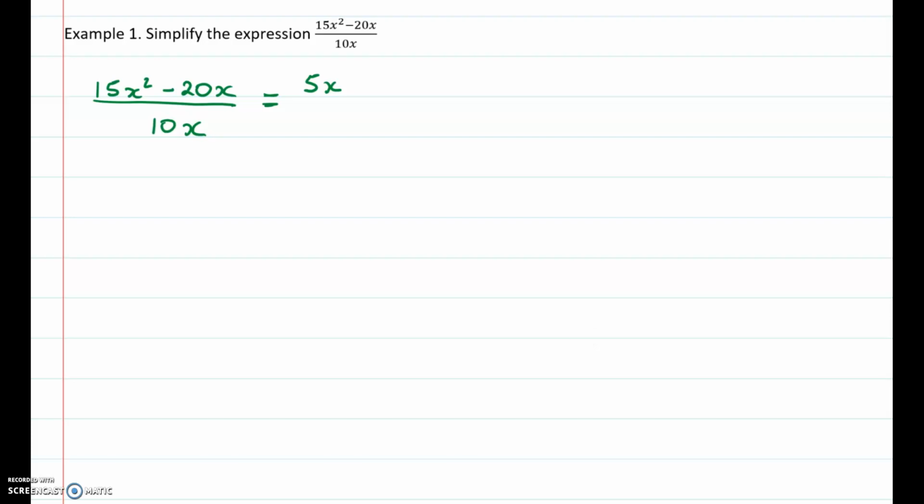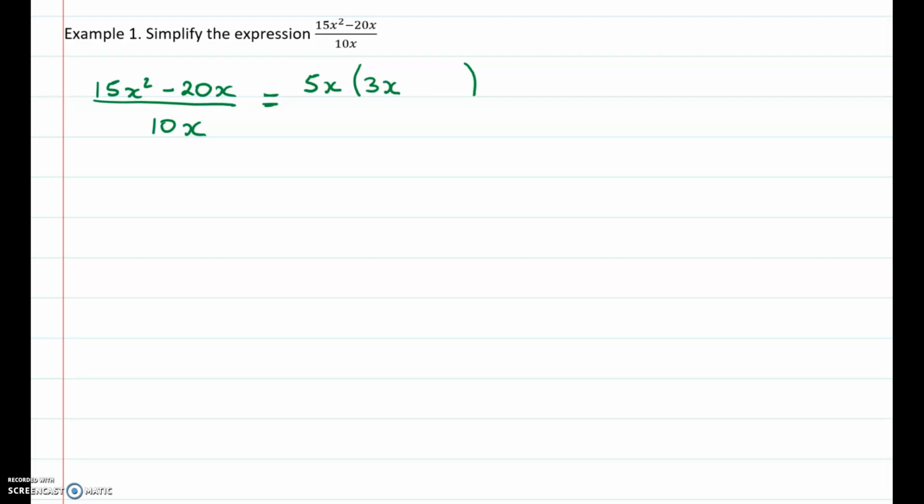Now we're going to write the rest of this inside parentheses. So what you do is you take 15x squared and mentally you divide that by 5x. So 15 divided by 5 is 3. And x squared divided by x, you subtract powers. When you're dividing letters, dividing variables, you subtract powers. So it's 2, take away 1 is 1. So x to the power of 1, or just x. So x squared divided by x is x.